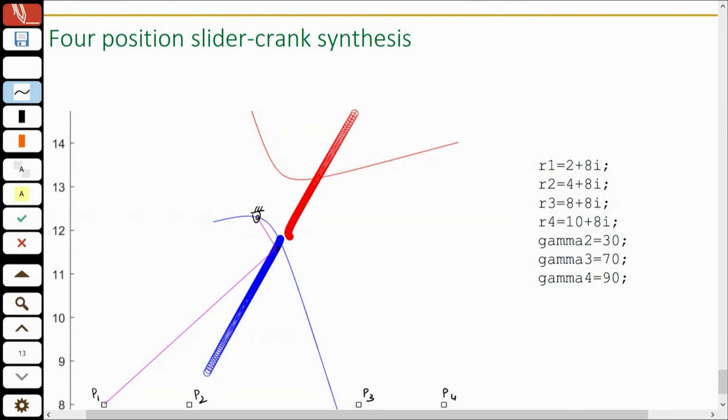So, this concludes what I wanted to do about the m and k curves for 4 position synthesis and the Burmester point pair. So, the pair of circle and center points are called the Burmester point pairs, as I had mentioned before. Okay.